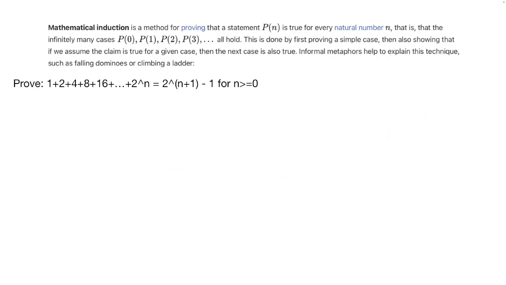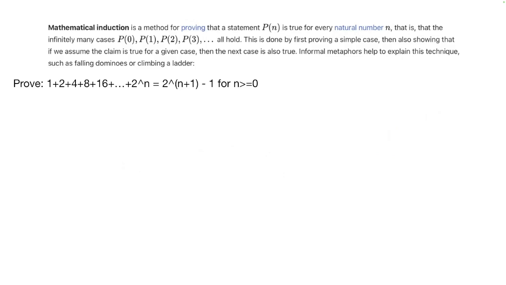Now, some textbooks might say a natural number starts from 1, but others say it starts from 0. But for this matter, we make our domain for natural numbers start from 0 to positive infinity. Okay, going back, that is that the infinitely many cases P of 0, P of 1, P of 2, P of 3, up to infinity all hold.